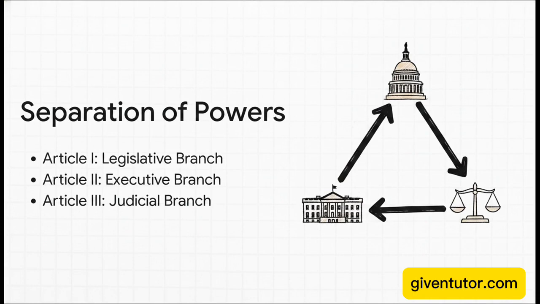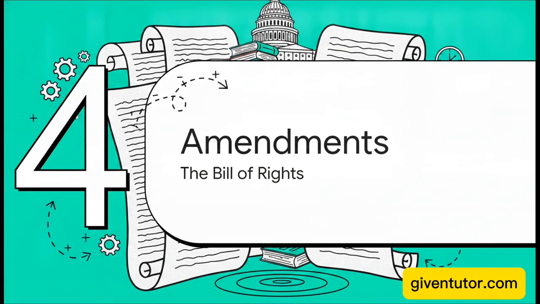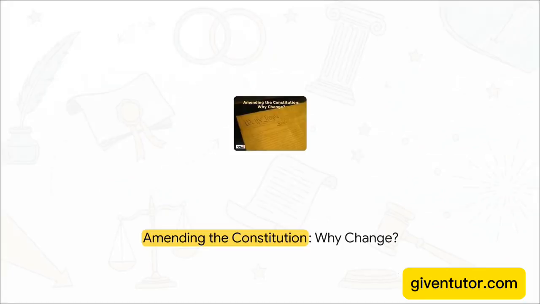Oh, and here's a crazy fun fact. This entire brilliant blueprint was debated and written in just about 100 days. Wild, right? Okay, let's jump to Section 4, Amendments. Specifically, we're talking about the Bill of Rights and how we make changes to the Constitution over time to protect our personal freedoms. Because let's be real, what happens when things need to change?